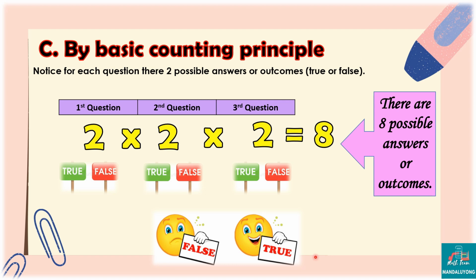Alinman sa tatlong paraan ang ating gagamitin, ang by listing, by tree diagram, at by basic counting principle, parehas lang ang ating sagot. Ito ay magkakaroon ng 8 possible answers or outcomes.